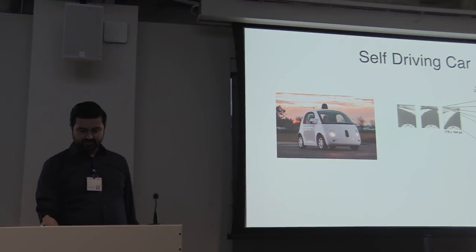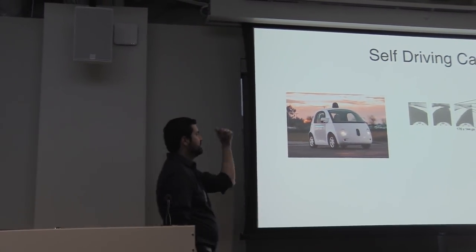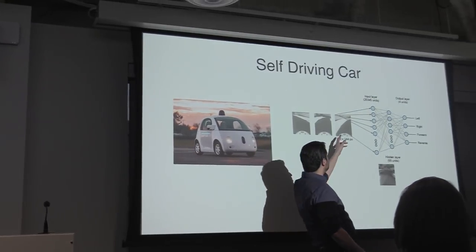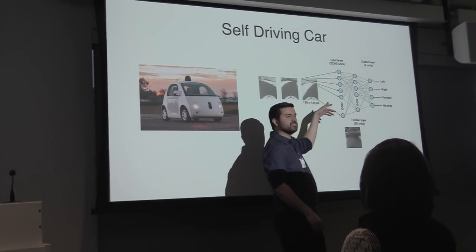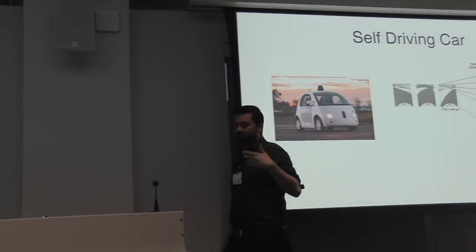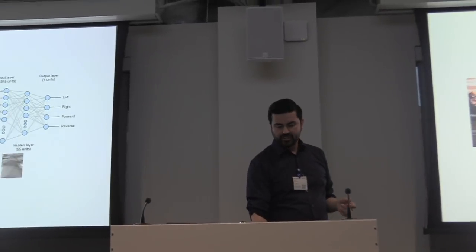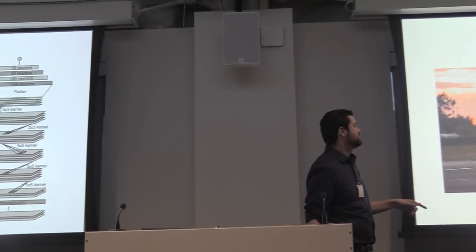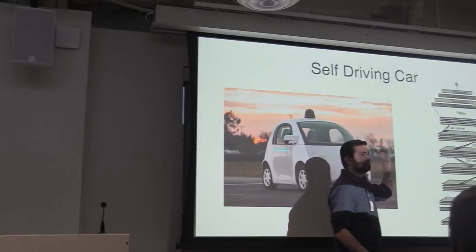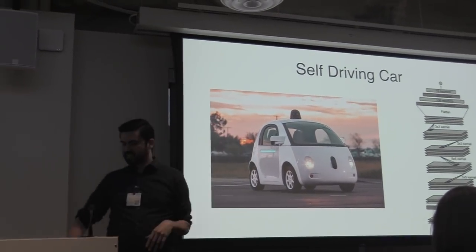So self-driving car, for example. What happens in a self-driving car? You take the image that the car is seeing and put it in a huge vector. I will tell you more about images later. But you go through several layers, and it tells you what to do. The real one is like this. It's really long. It's got many layers. But that's how it works.